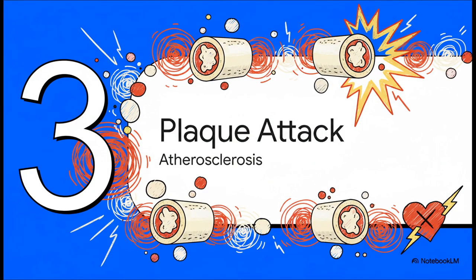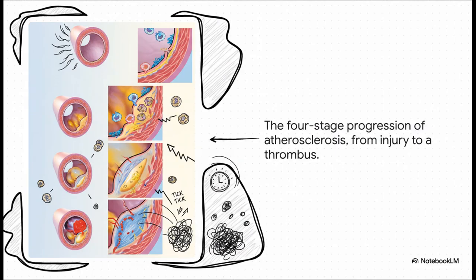Next up, let's talk about atherosclerosis. And you can just forget that old idea of your pipes getting clogged up with grease. That's not really it. We now know this is a chronic inflammatory disease, and it's the root cause of heart attacks and most strokes. This one image pretty much tells the entire story of how a perfectly healthy artery can turn into a ticking time bomb. So let's walk through this progression, step by step, from the very first injury to the final catastrophic event.